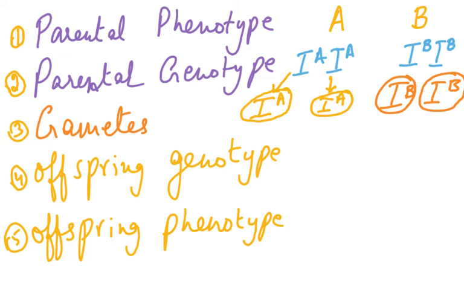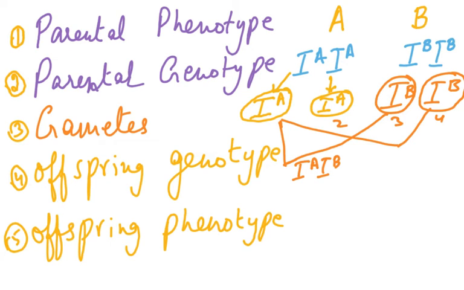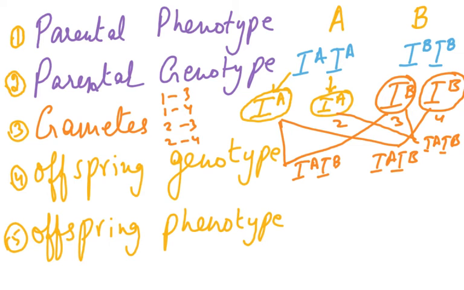Then offspring genotype. Offspring genotype means what would happen if, and now I give you a very simple way to do these crosses: 1, 2, 3, 4. So what if 1 and 3 fertilized? Then it would be IA IB, right? What if 1 and 4 fertilized? So it is 1,3; 1,4; and then 2,3; 2,4. In this case, of course, all are IA IB, so there is no difference. This one is also IA IB, and the last one, 2 and 4, is also IA IB.